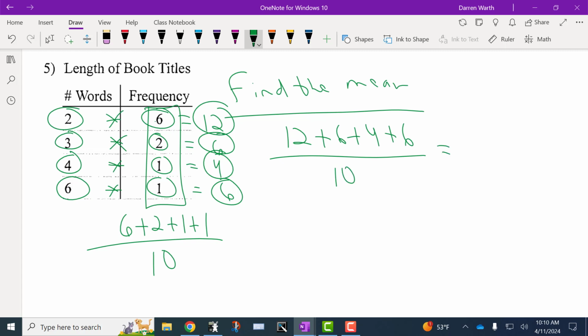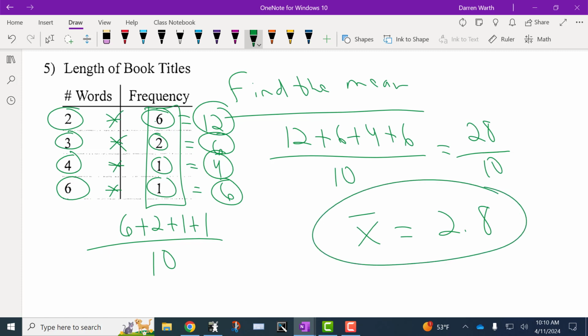So now I just have to take 12 plus 6 plus 4 plus 6. And that's going to come out to be 28. I'm going to divide 28 by 10. That comes out to be 2.8. So the mean of that frequency distribution chart is 2.8.